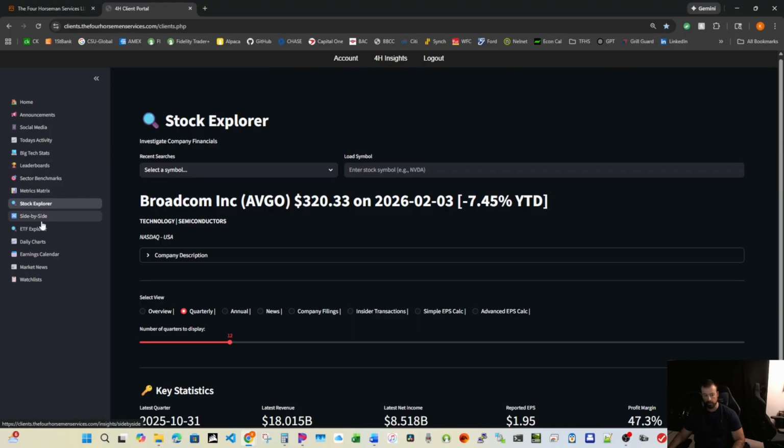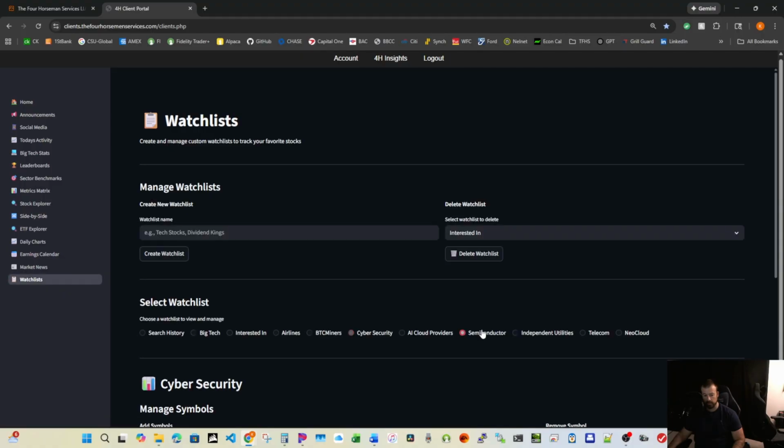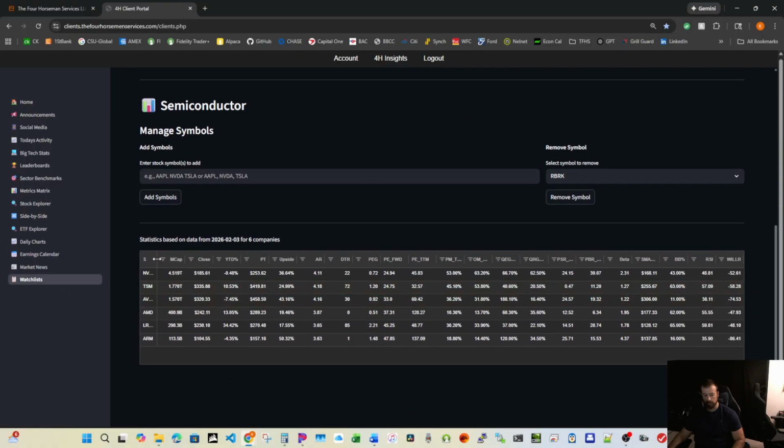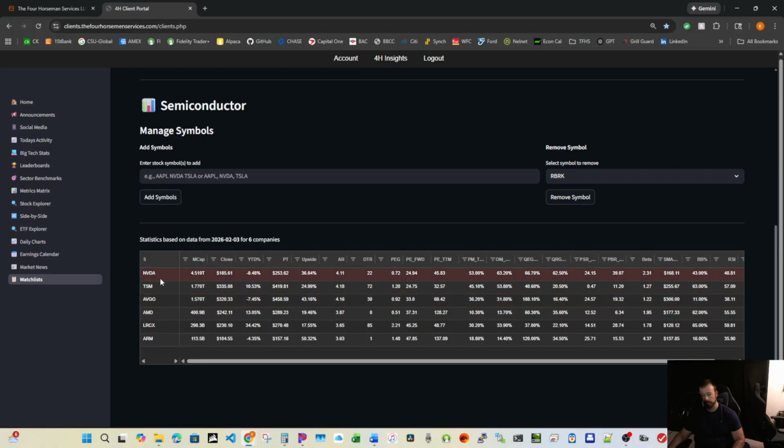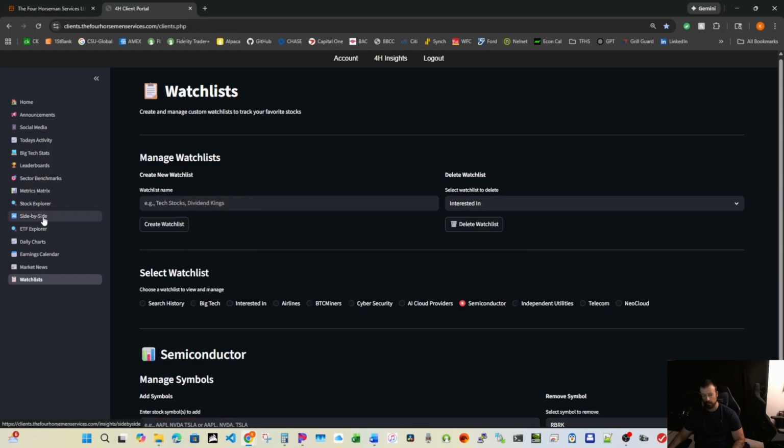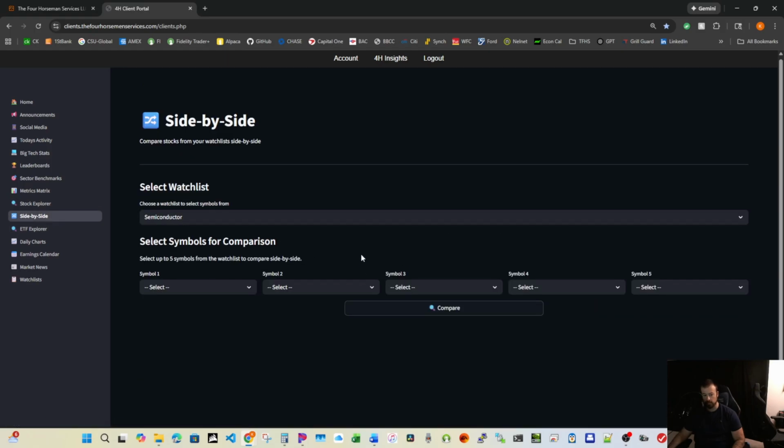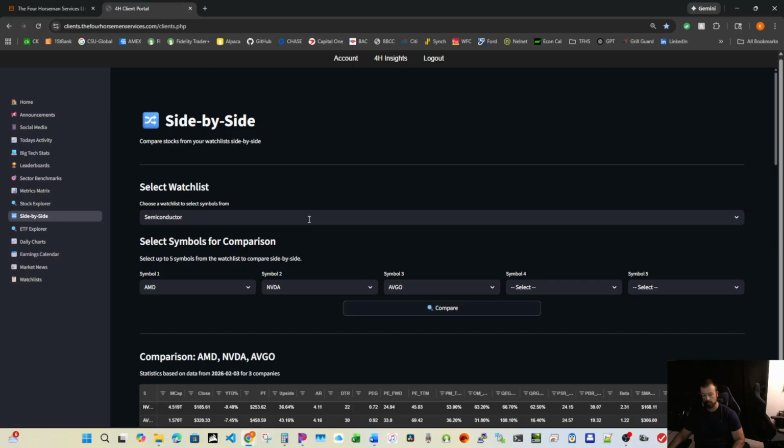The other thing I may want to do is look at the semiconductors and compare a couple different names against each other. So I could compare Nvidia, Broadcom, AMD, Lam Research, ARM, and Taiwan Semi against each other. Simply all I have to do is enter a name here and click add symbol. Then I can go to our side-by-side comparison tool. In here, since I have over 5 different tickers, I want to figure out who is the best in this space right now. Let's go ahead and compare.